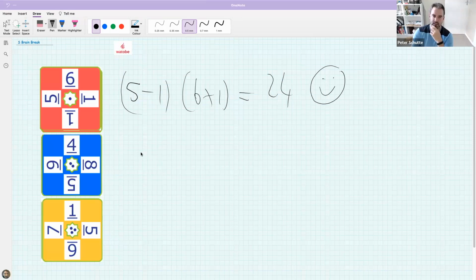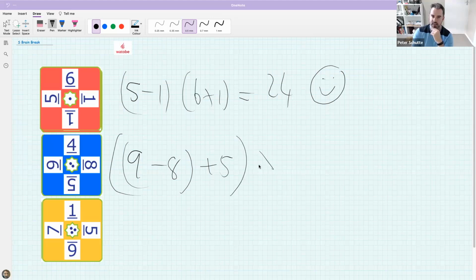Emmanuel has said 9 minus 8 gives me 1, plus 5 would give me 6, but then I must put another bracket around it, and then times 4 would give me 24.